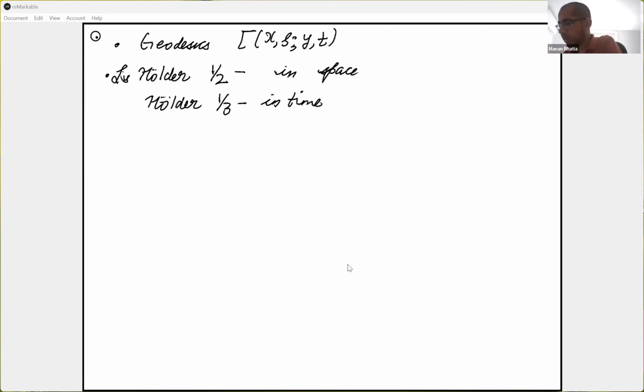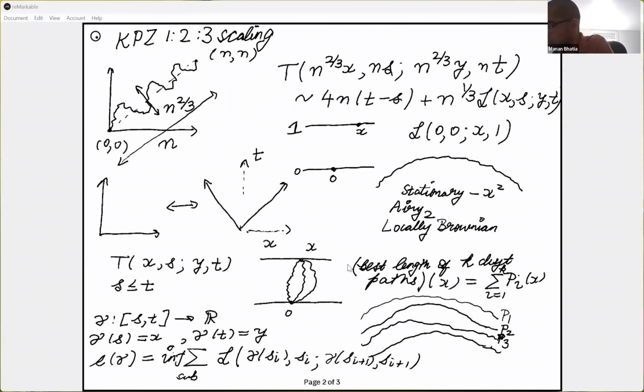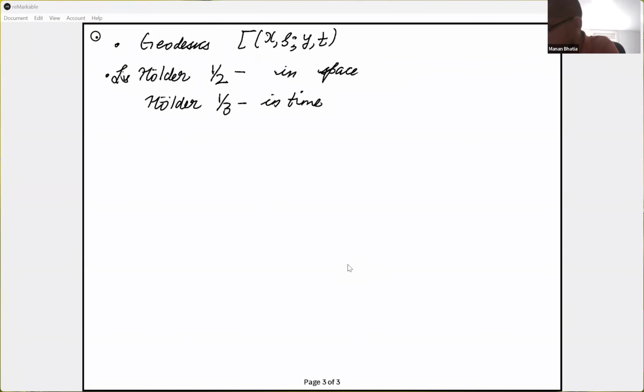Actually, the first Holder continuity you can directly see. I told you it's an Airy process and it's locally Brownian, and of course Brownian motion is 1/2 minus Holder. The different thing I'm saying is that if I went in the time direction, then you'll get Holder 1/3 minus.